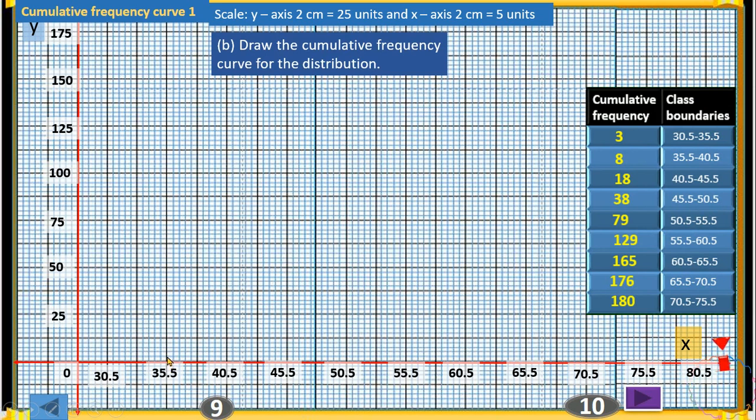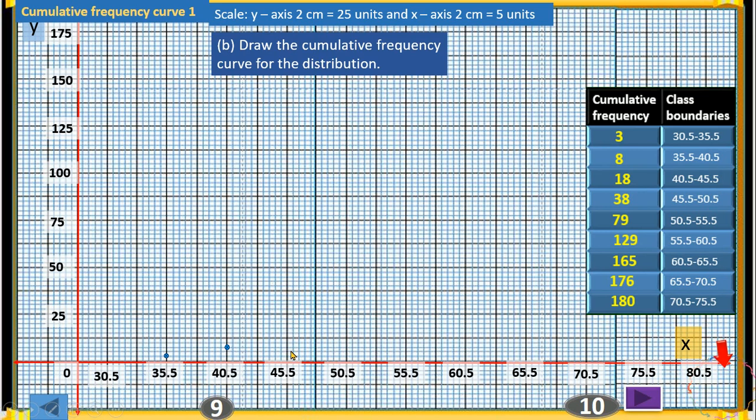35.5. This is 2.5. 3 is close to 2.5, so we plot it at that point. Then 8 and 40.5. This is 40.5. Then this is 2.5. This is 7.5. 8 is closest to 7.5, so we plot it at that point. Now 18 will be plotted against 45.5.